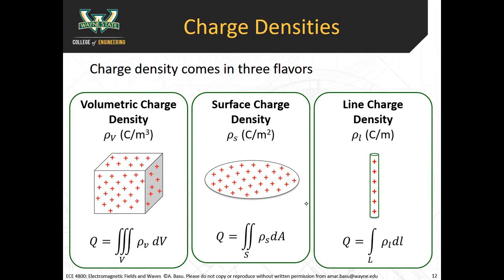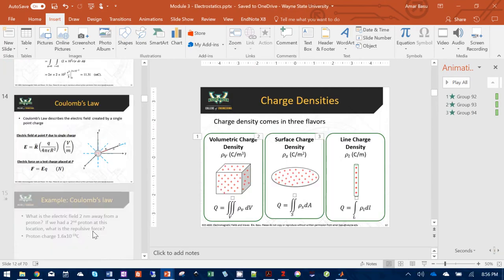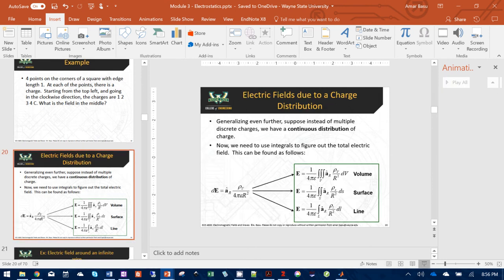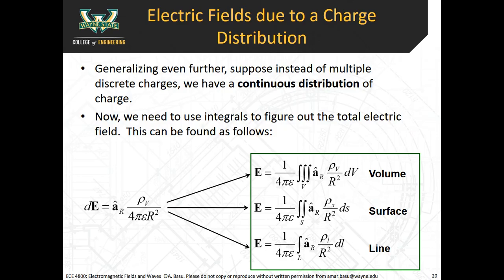All right, so we are now going to calculate the electric fields due to charge distributions. We have a surface charge, a line charge, a volumetric charge. The way you do that is you have to do an integral. And this is the whole reason we were doing integrals in the last chapter, because you have to use those integrals now. So if we have a continuous distribution of charge, you can use integrals to find out the total electric field. They can be found as follows.